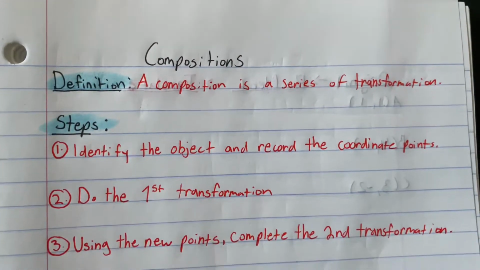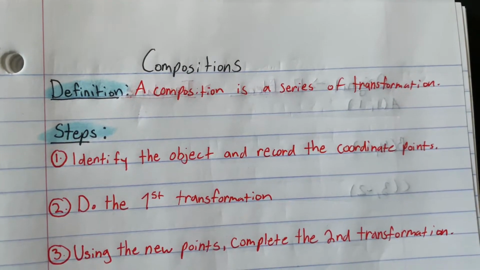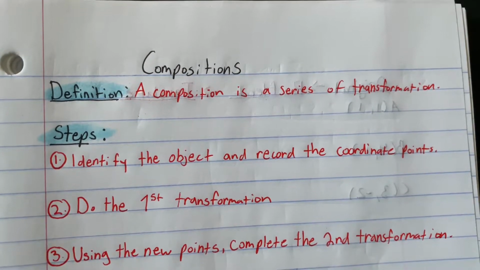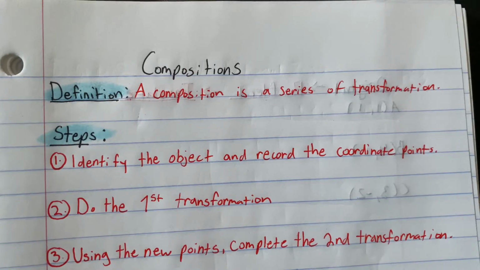Once you get the new points from the first transformation, use the new points to complete the second transformation. So for example, if I told you to rotate and then reflect, you're going to do the rotation first, get those new points, and then reflect. That's the idea that we're going with. We'll do an actual example later.